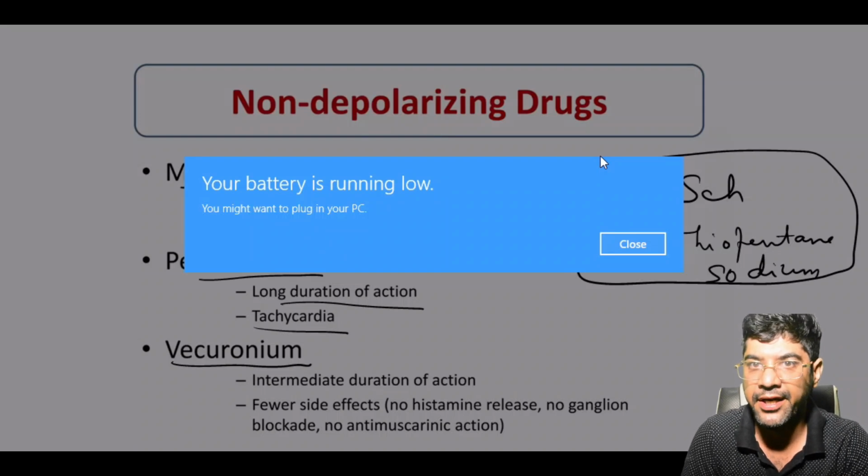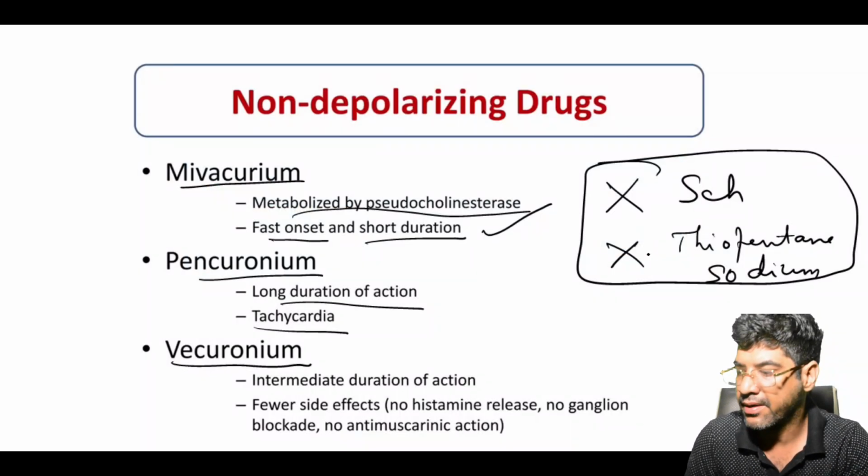Flushing is common with D-tubocurarine, and possible with atracurium and mivacurium.